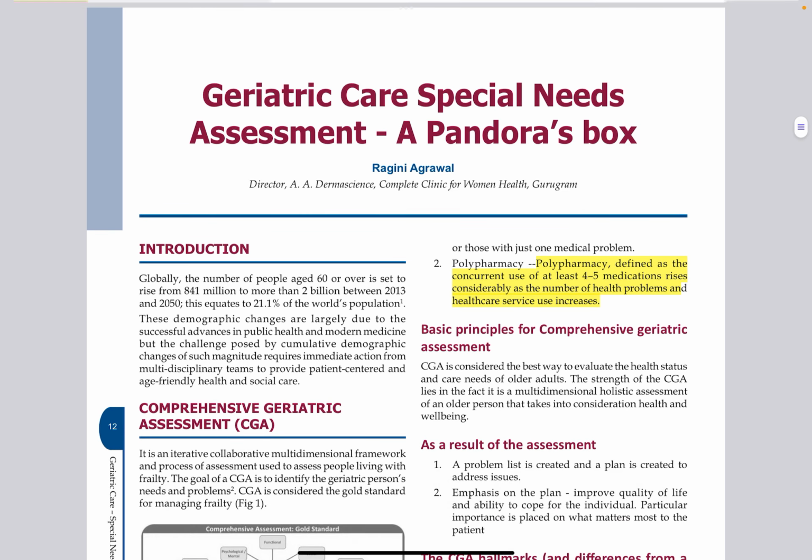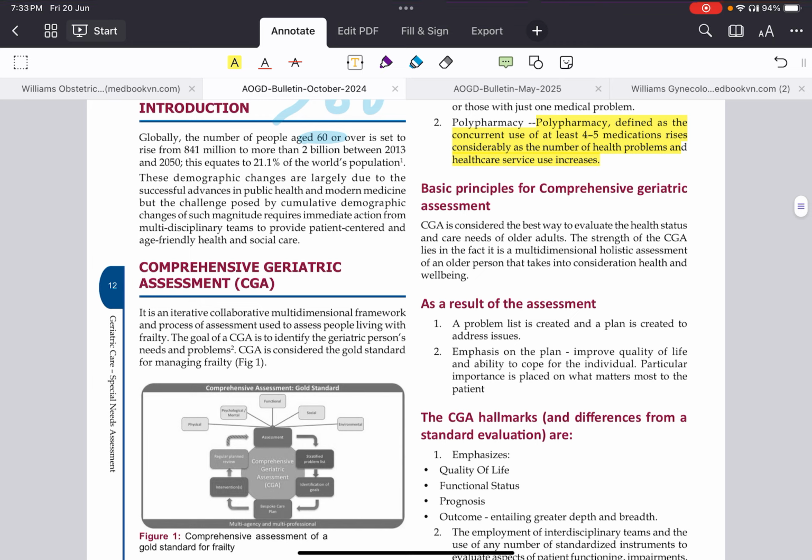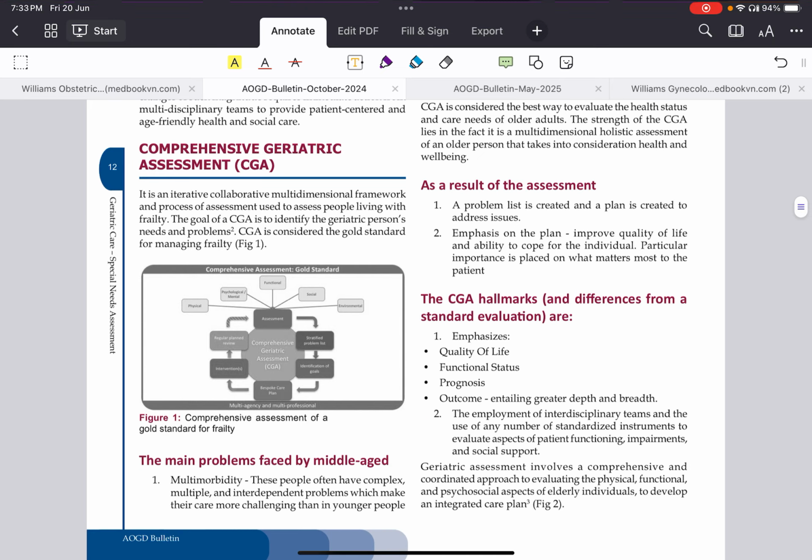So basically, geriatrics means... you should write this definition first initially. The people who are aged 60 or above are known as geriatric patients. Okay. So that is comprehensive geriatric assessment.